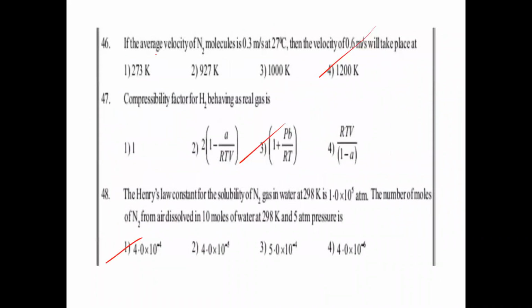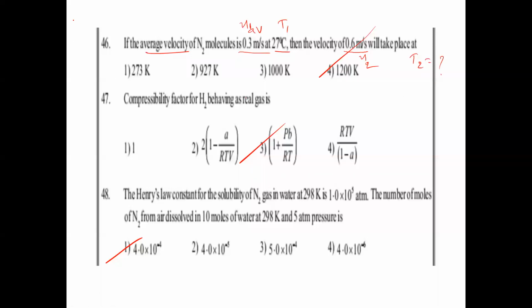Next, the average velocity of nitrogen molecules is given as 0.3 meter per second at a given temperature. T1 temperature is mentioned here. So it is U1 and T1. In that case, the velocity of 0.6 meter per second is U2. Average velocity U2 will take place at what temperature? At what temperature means T2.